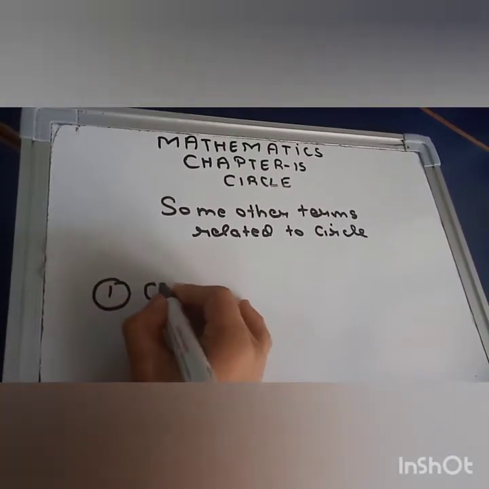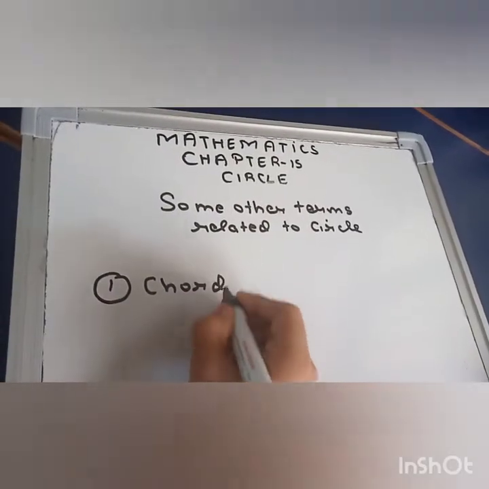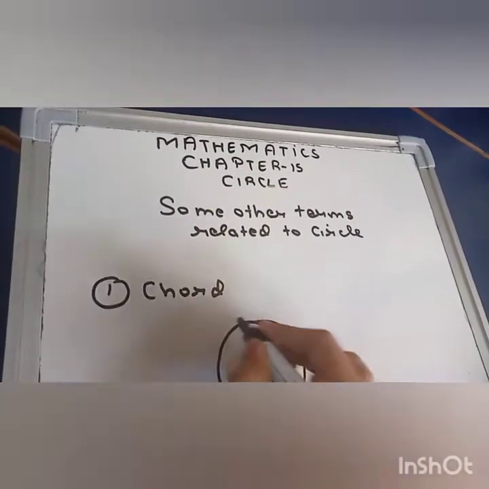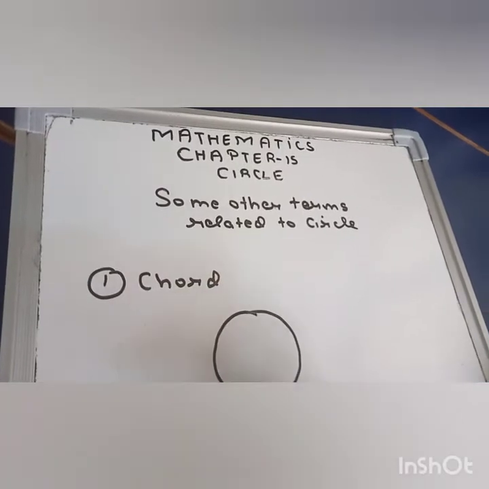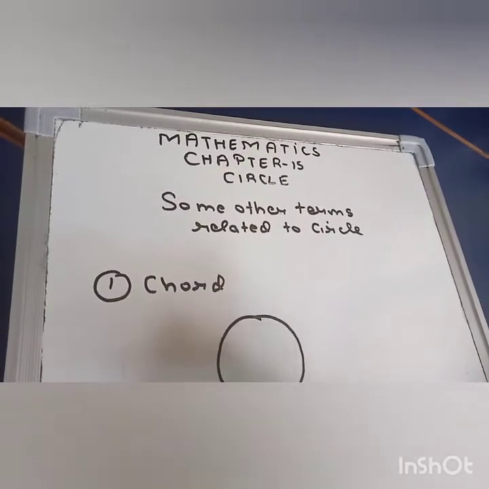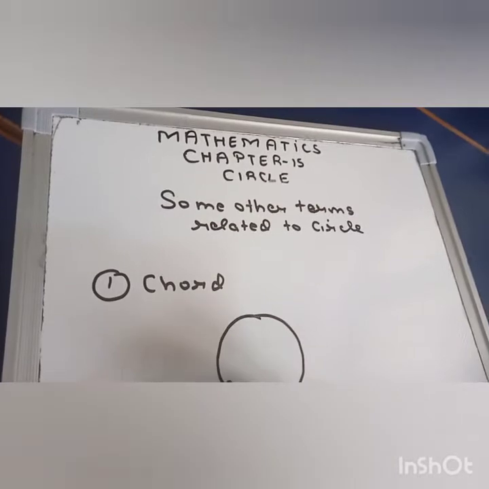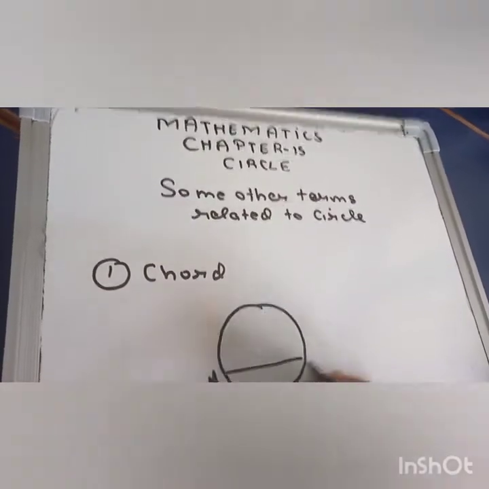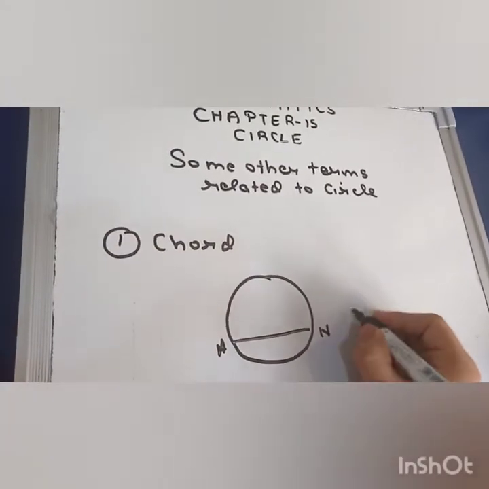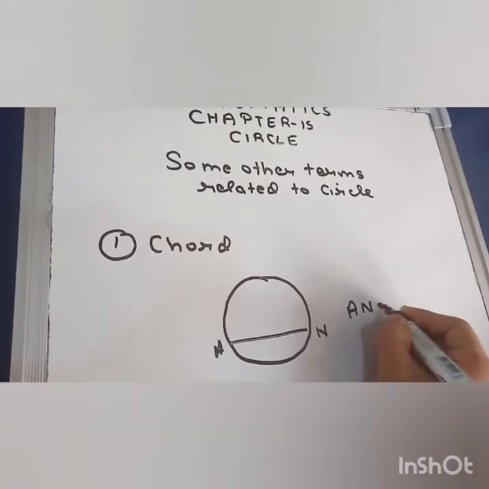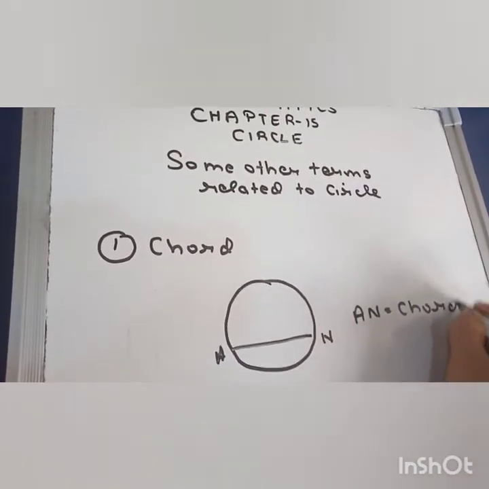First is chord. Chord is a line segment joining 2 points of a circle. See, the line AN is equal to chord.